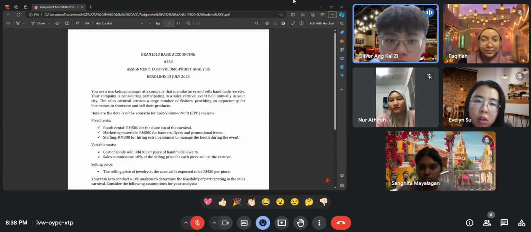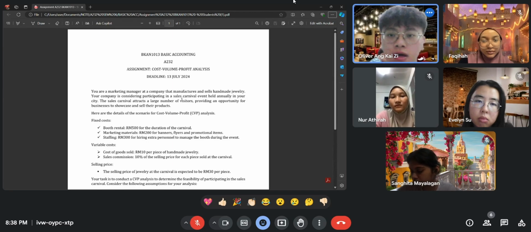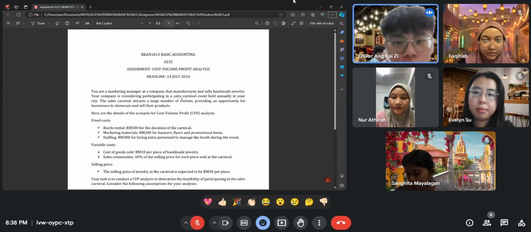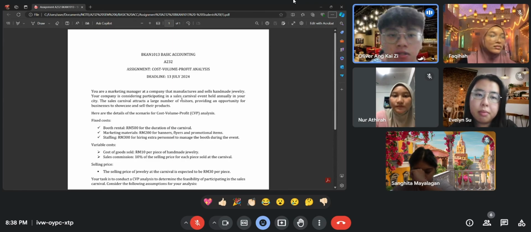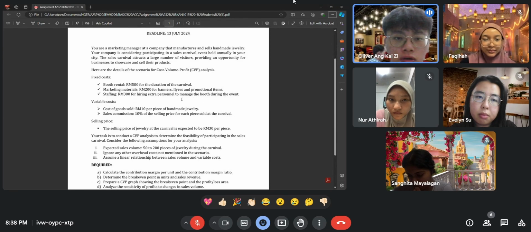and sell handmade jewelry. Your company is considering participating in a sales carnival event held annually in your city. The sales carnival attracts a large number of visitors, providing an opportunity for businesses to showcase and sell their products. So here are the details of the scenario of CVP analysis.